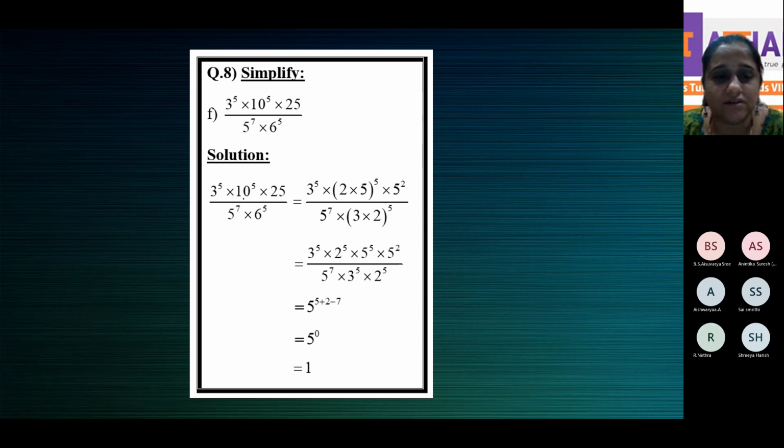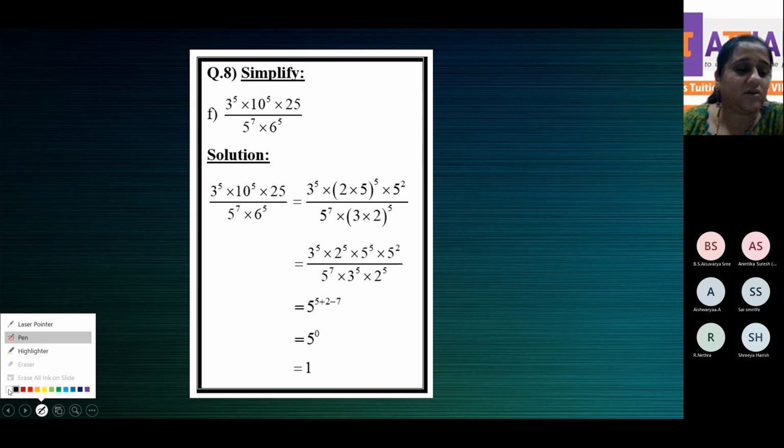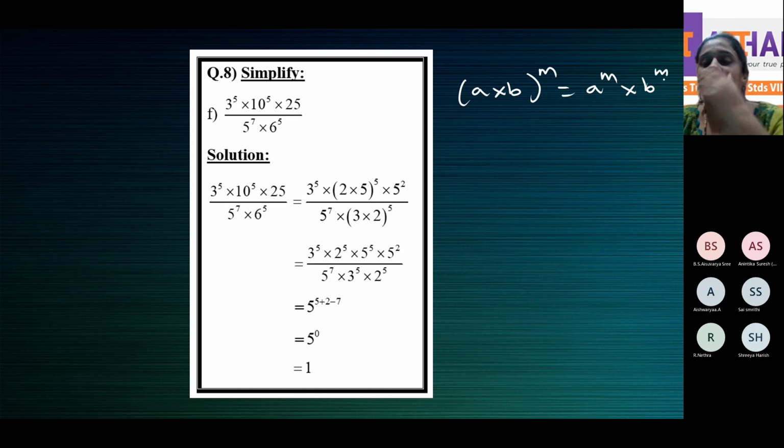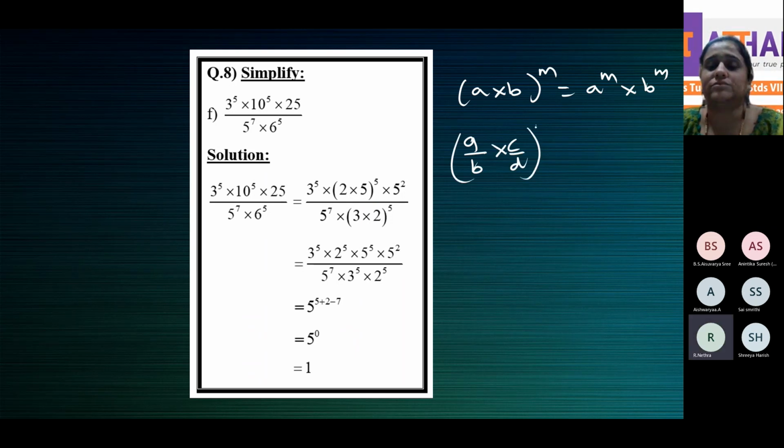So what you see here is, you can just make a note. I've sent a set of rules, right? With that, you can take this as the next one. You can write, if you have A into B, the whole power M, you can write it as A to the power M into B to the power M. Or if you have A by B into C by D, the whole power M.